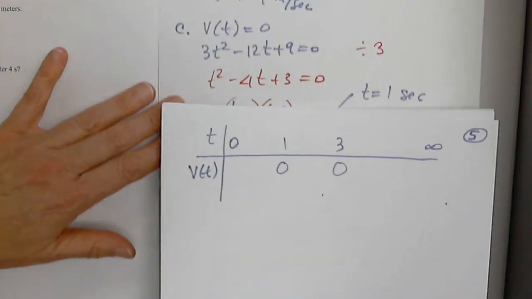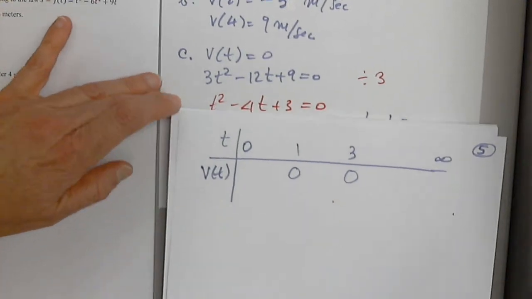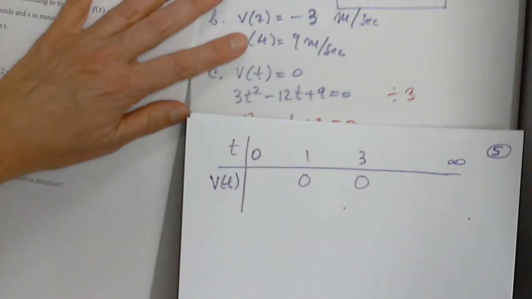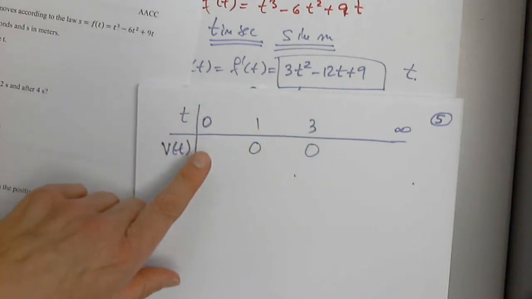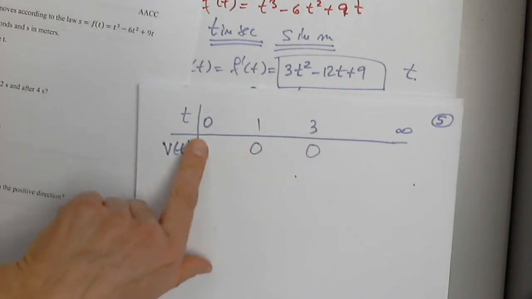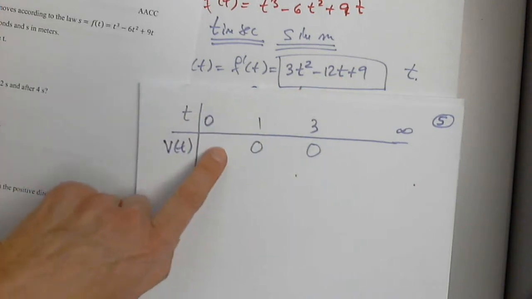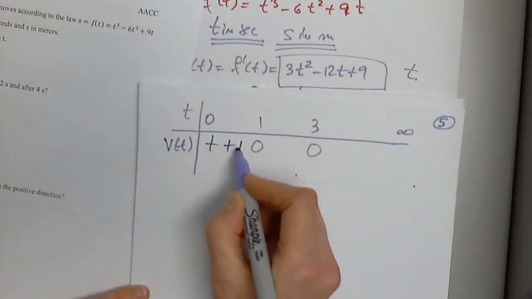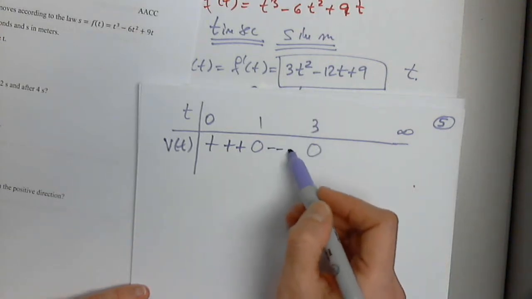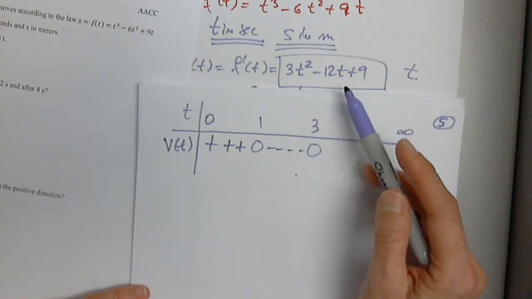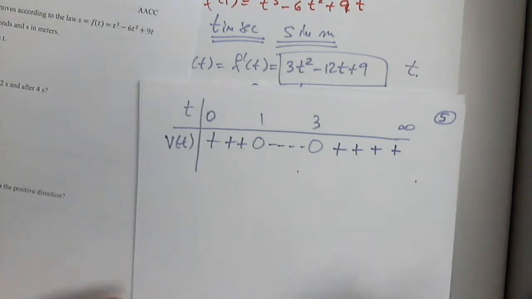I need to find the sign of the derivative. Here's the derivative, 3t squared minus 12t plus 9. Let's plug in a number on this side, like 0. What is the sign we get? If you plug in 2, negative. And if we plug in 10, positive.